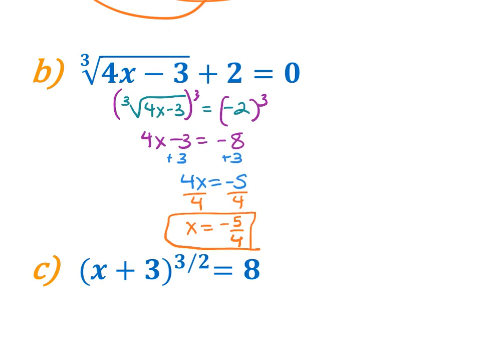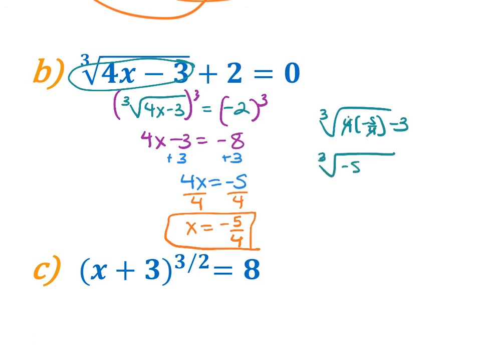Here's the answer, but I've got to check it. So if I take negative 5/4 and I plug it in underneath, these cancel, but I get negative 5 minus 3, and I get the cube root of negative 8, which is negative 2. So you can plug it in to check it, but actually with a cube root, you're never going to have the issue because a cube root can be positive or negative.